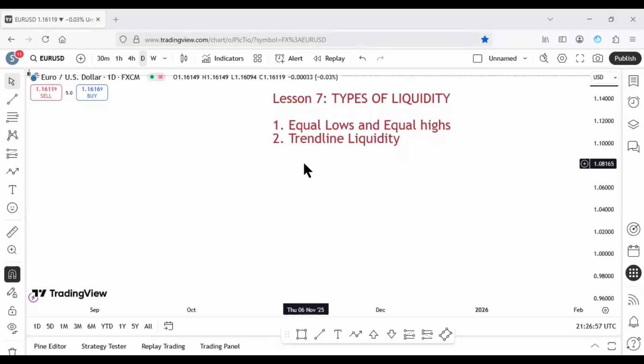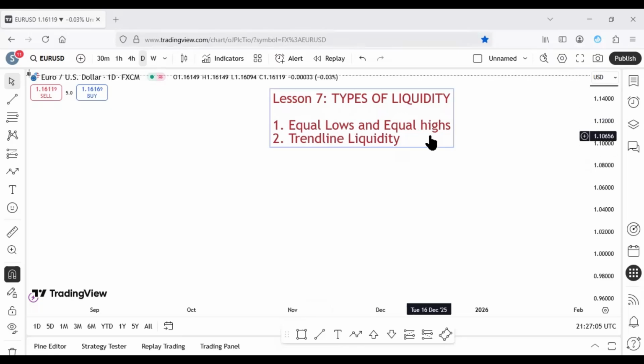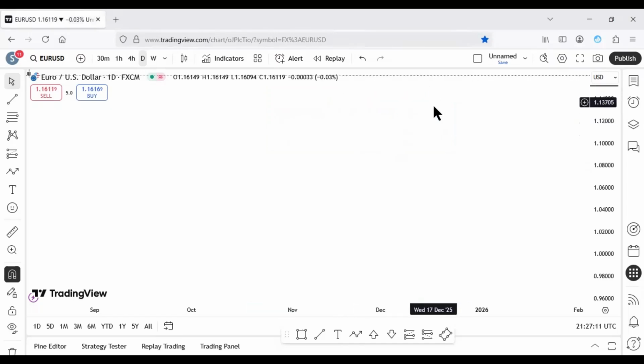In today's lesson, we'll be talking about the types of liquidity. So there are two types of liquidity known as the equal lows and equal highs, and then the trend line liquidity. Okay, let us begin.